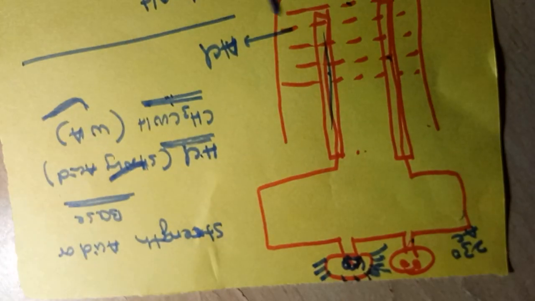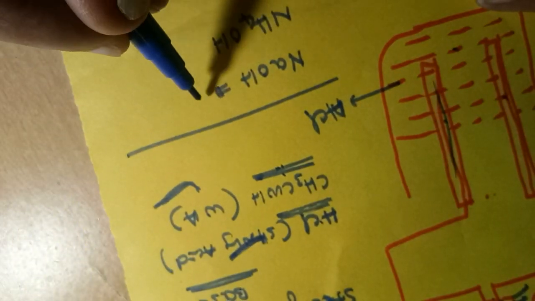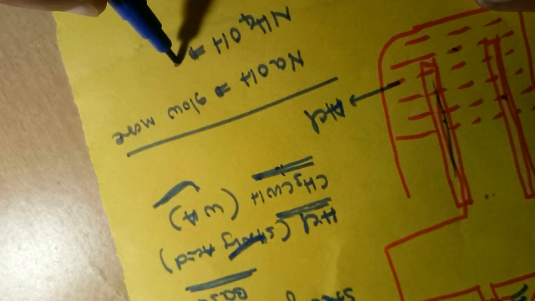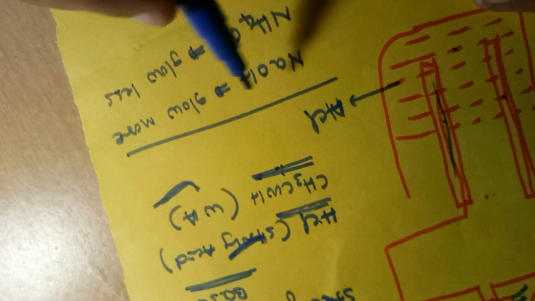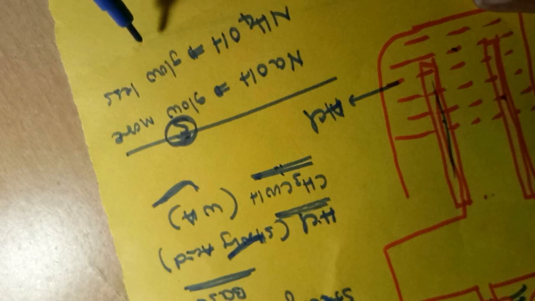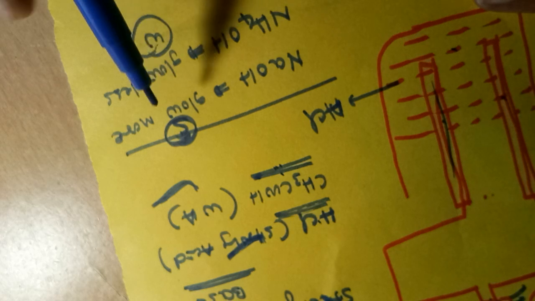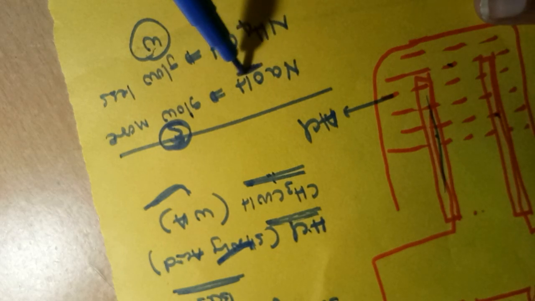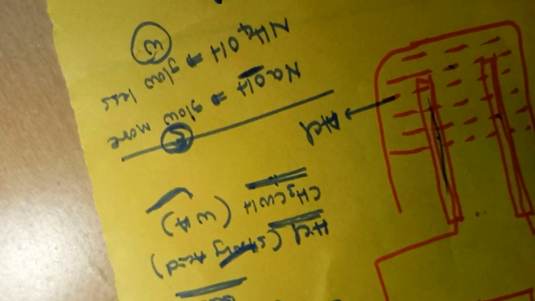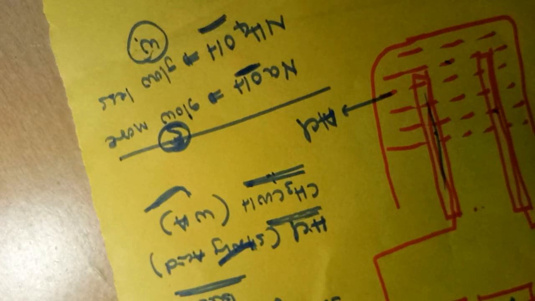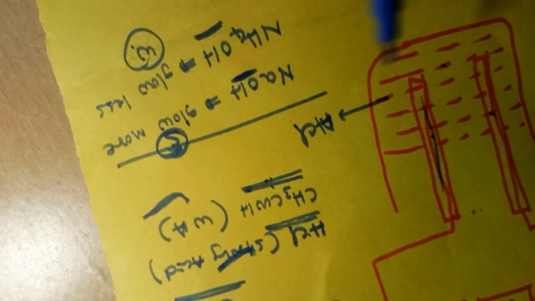With sodium hydroxide the bulb glows more. In the case of ammonium hydroxide, the glowing is less. Whenever the glowing is more, it is strong; whenever the bulb glows less, it is weak. Why is it strong? Because more OH minus ions are present in that solution. Weak means fewer OH minus ions are present in one unit volume.